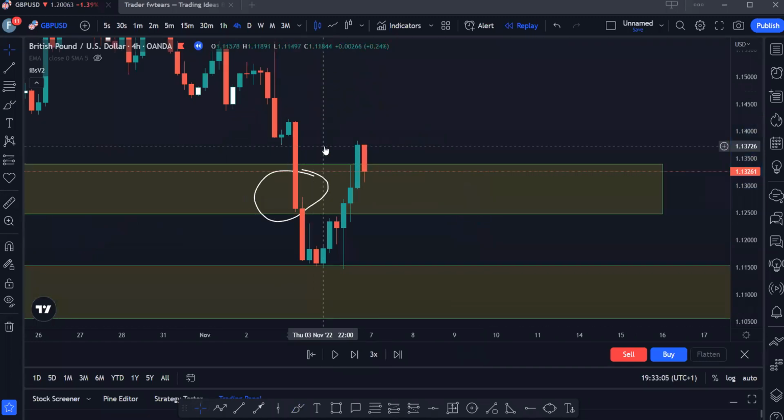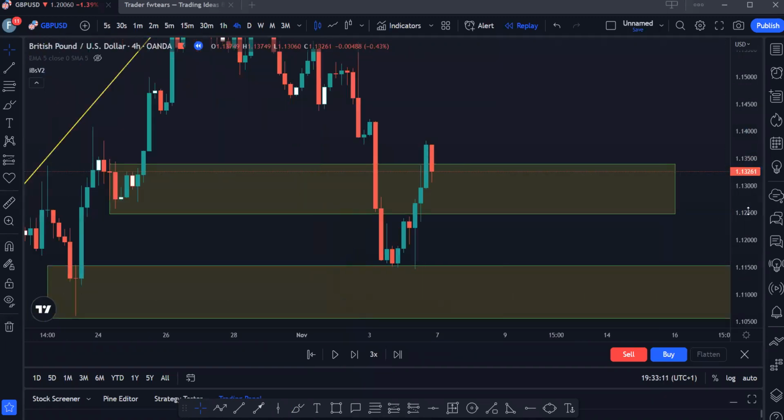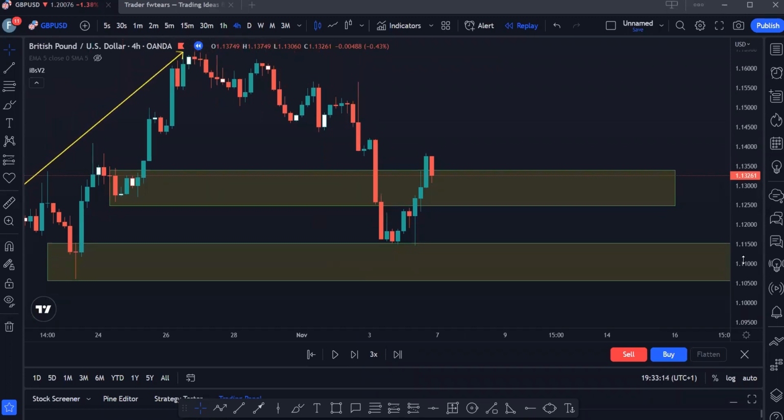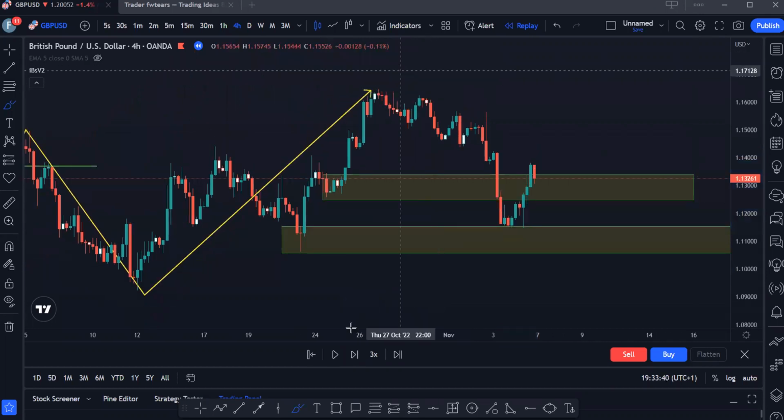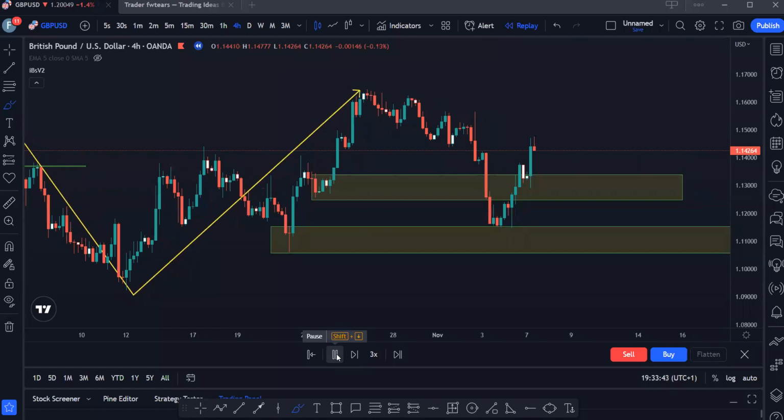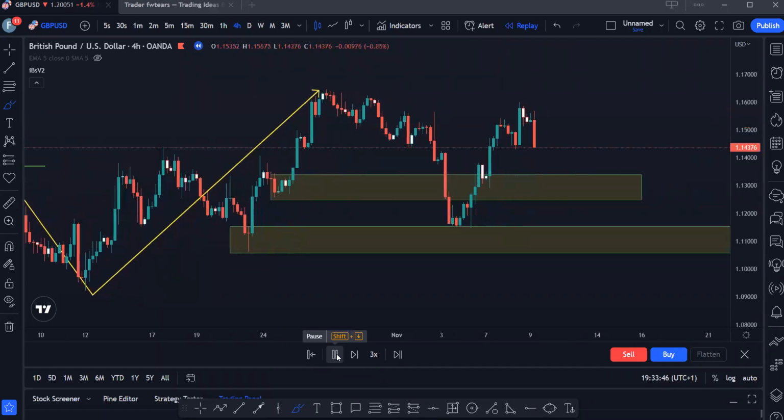Let me delete this. I'm trying to show you how effective putting together trends and support and resistance is. When price got into this support, you can see price came here. You see the retracement, price came back down, price went up, came back down, eventually price went all the way up. And look at what price did. Price kept going up.